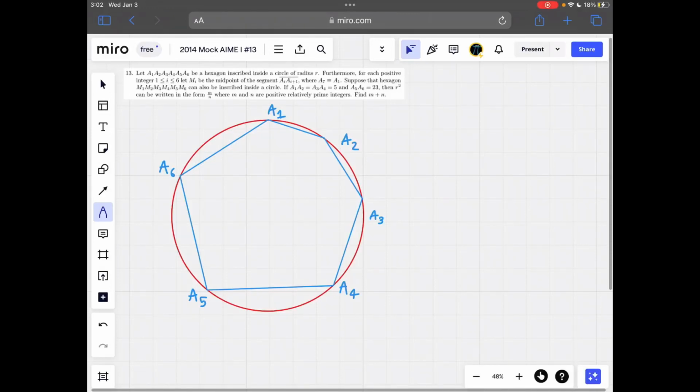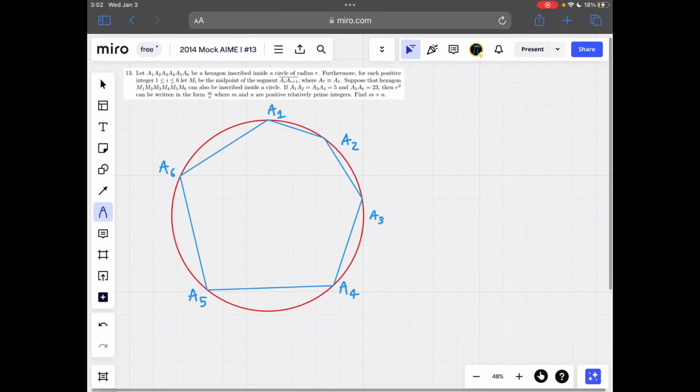Let A1, A2, A3, A4, A5, A6 be a hexagon inscribed inside a circle of radius r. Furthermore, for each positive integer i, let Mi be the midpoint of the segment AiAi+1, where A7 equals A1. Suppose that hexagon M1, M2, M3, M4, M5, M6 can also be inscribed in a circle.